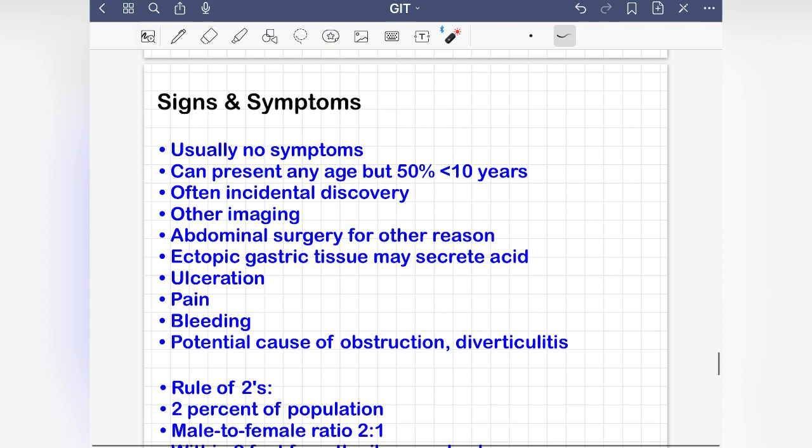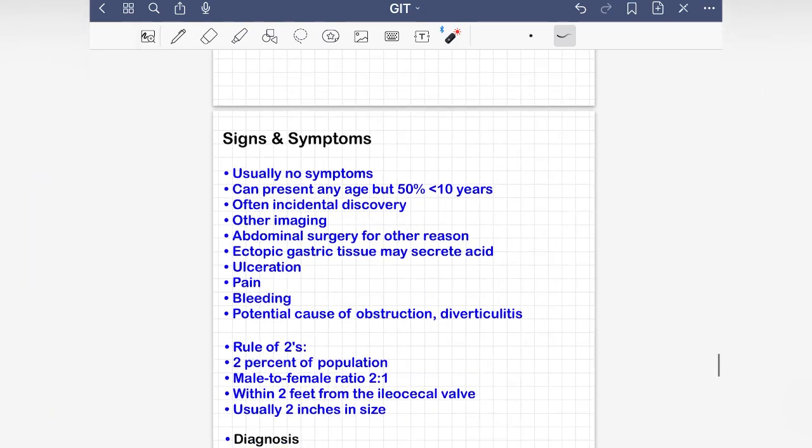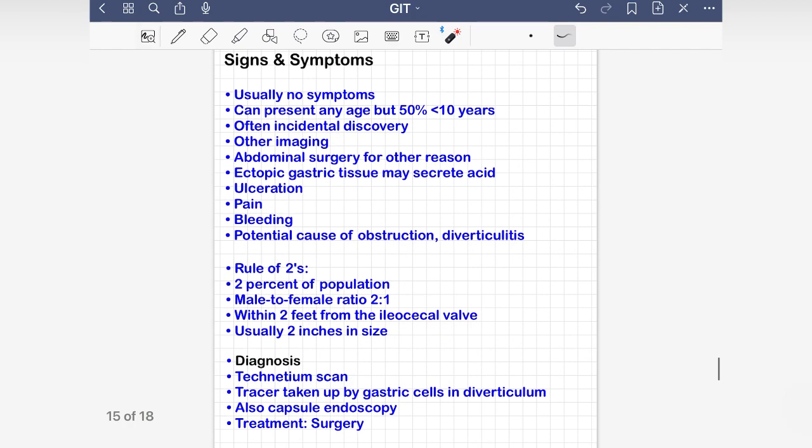It's also high yield to know that Meckel's diverticulum often contains stomach tissue. This is called ectopic gastric tissue. Its origin is unclear, but as we'll see in a minute, this can be used for diagnosis. Sometimes these diverticulum also contain pancreatic tissue as well. Most people who have Meckel's diverticulum do not know it and they have no symptoms. When these are symptomatic, they can present at any age but half present before age 10, and many people think of a Meckel's diverticulum as a childhood disorder.